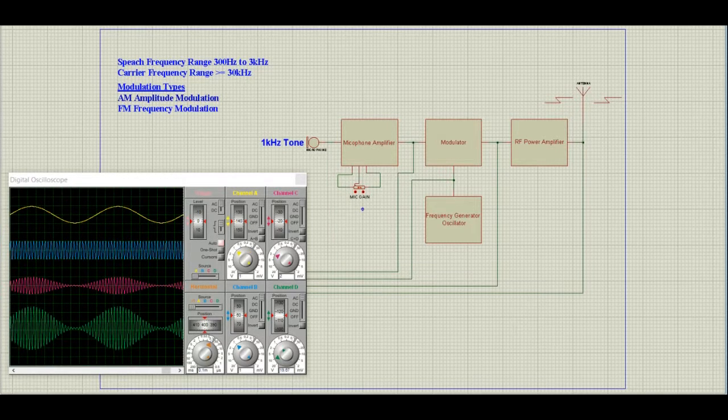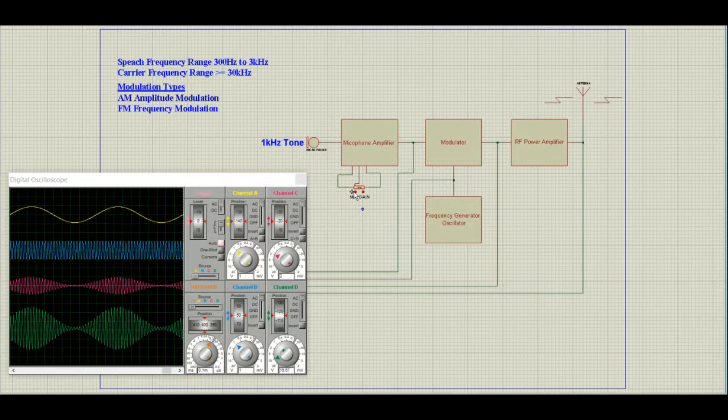Let's see what happens when we adjust the mic gain on the transmitter. As I adjust the mic gain down, the amplitude of the modulation becomes smaller until I just transmit carrier. As I increase the mic gain, the modulation becomes much higher again until it reaches 100%.